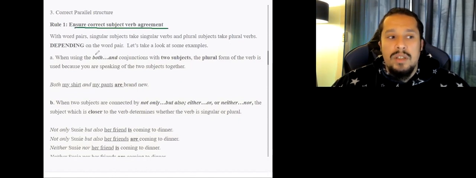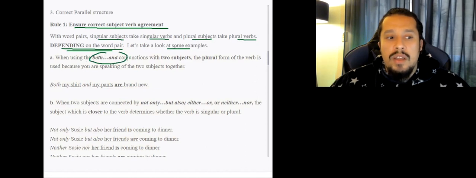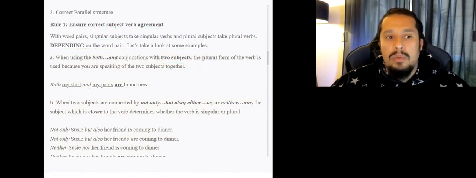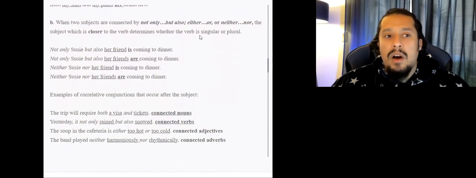Ensure the correct subject and verb. With word pairs, singular subjects take singular verbs, plural subjects take plural verbs, depending on the word pair. Let's take a look at an example, right? When using both and conjunctions, the 2 subjects take the plural form of the verb, right? So both my shirt and my pants are. صح شايف ده؟ When the 2 subjects are not connected, say not only but also, either or, neither nor, the subject that is closer to the verb determines whether the verb is singular or plural. So both and بياخد plural, but these other ones بقى حسب بقى أقرب كلمة للverb.